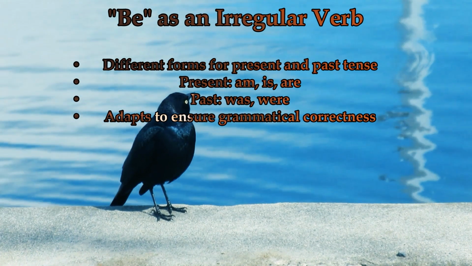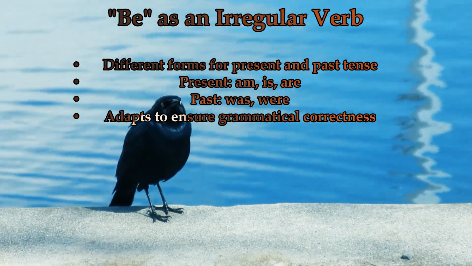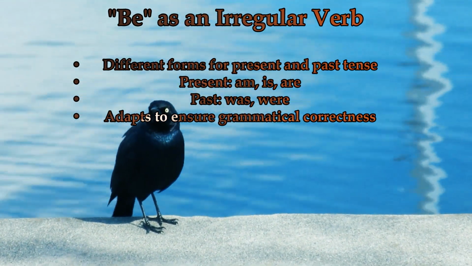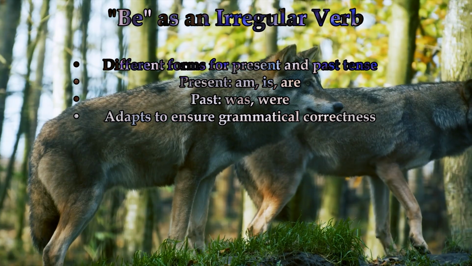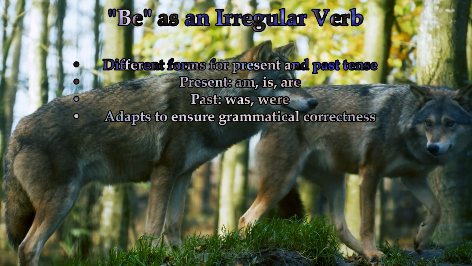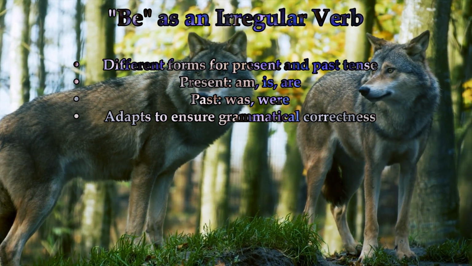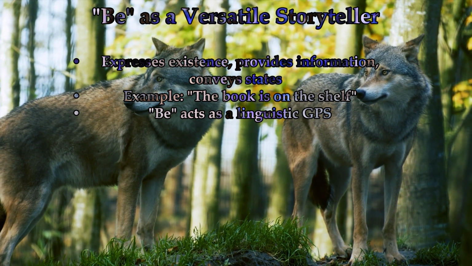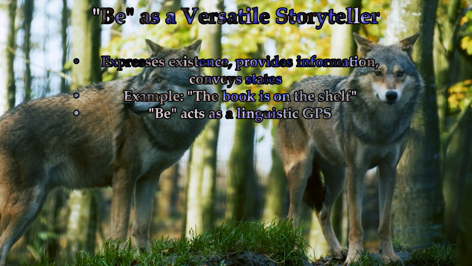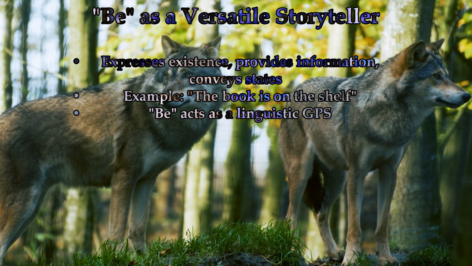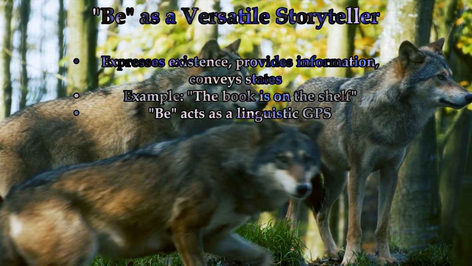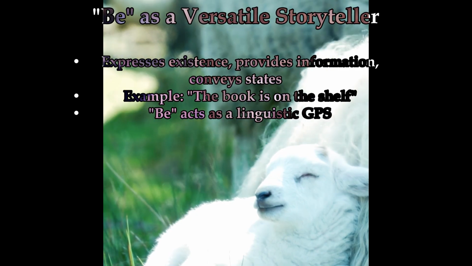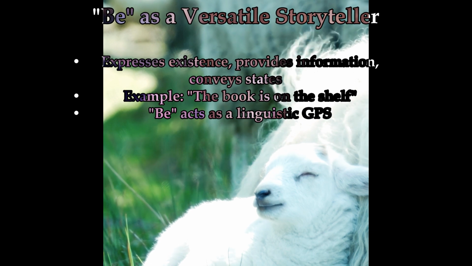In the sentence, "The book is on the shelf," be serves as a linguistic GPS, pinpointing the location of the book. It's like a spotlight, illuminating the existence of an object in a specific place. When we say, "Mary is a doctor," be steps into the role of an information provider, sharing essential details about Mary's profession. It's a concise way to convey key facts about a person or thing.